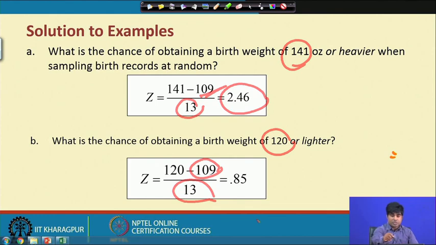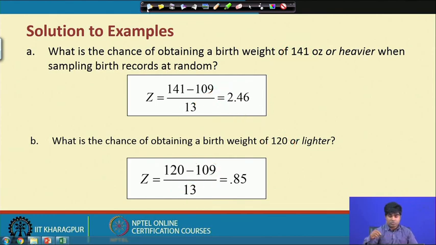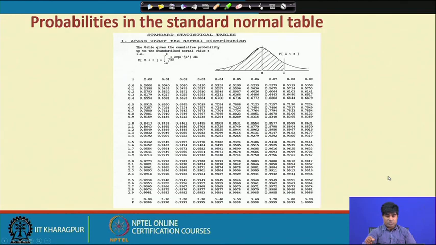So, what is the probability? Again, there is no requirement to find the definite integral. You just have to go to the z tables and report the probability. That is how you can draw the inference from this particular structure. So, these are the standard z tables.